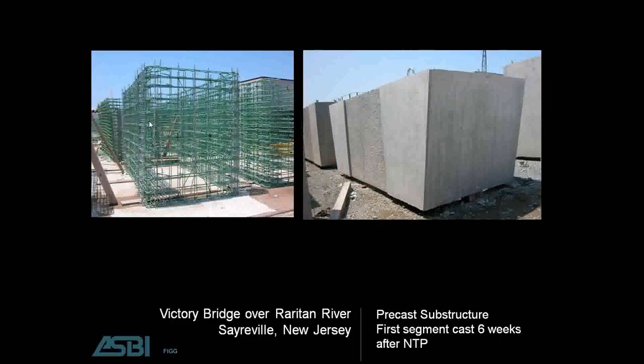Very similar type of construction to what we've seen with the superstructure. You can see there on the left the prefabrication of the reinforcement, and on the right you see some of the column capitals that are in storage. Precast substructure construction for this project began very, very quickly after the notice to proceed, within 6 weeks.